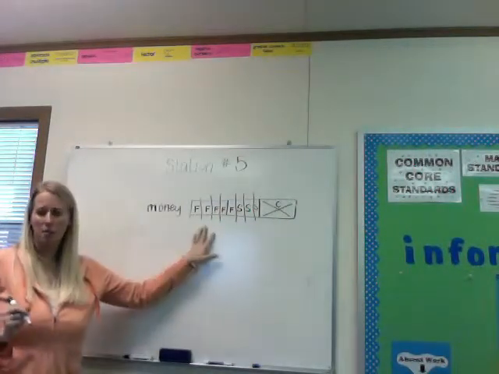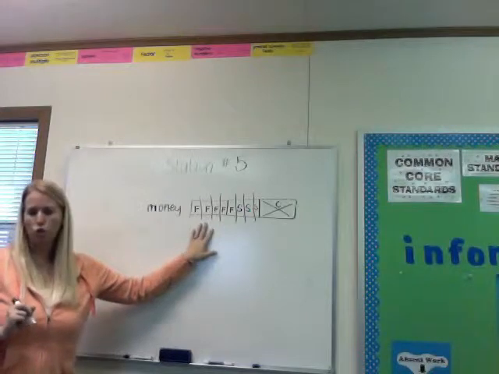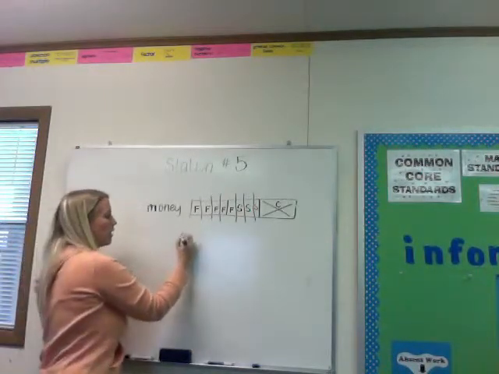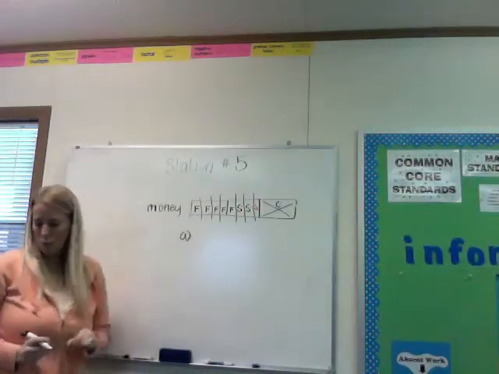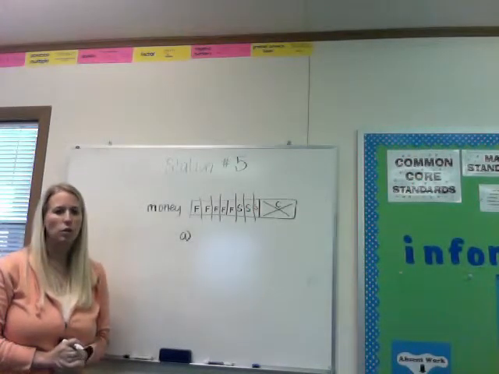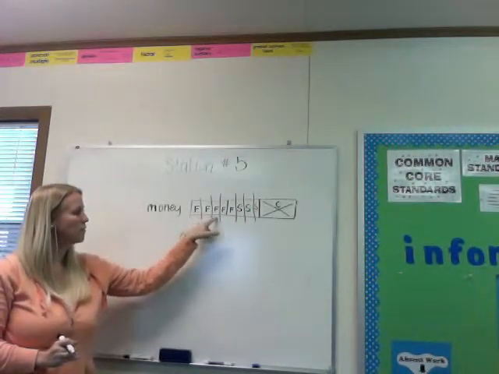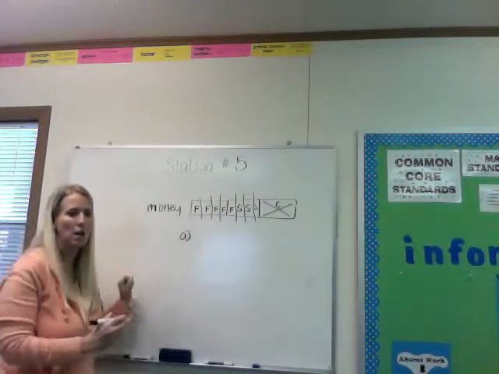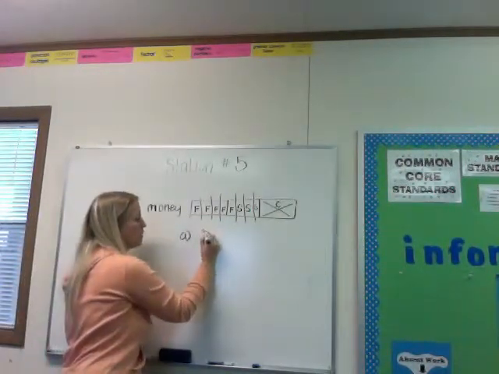So this is the setup. This is what my model looks like. Now there's 2 parts to this question. Part A says, what fraction of her earnings does she spend on food? Well, we can see there's 5 parts that are spent on food. So 5 would be my numerator.